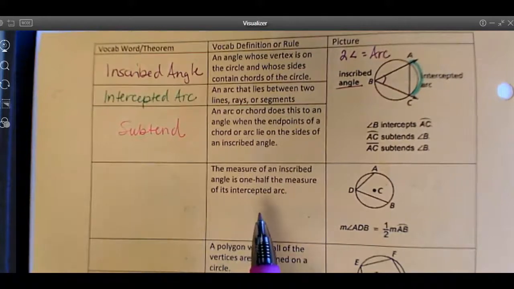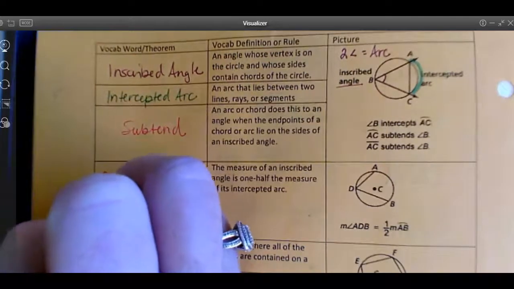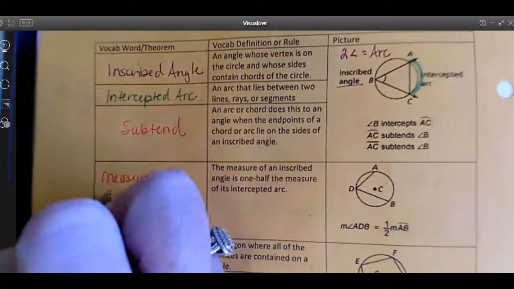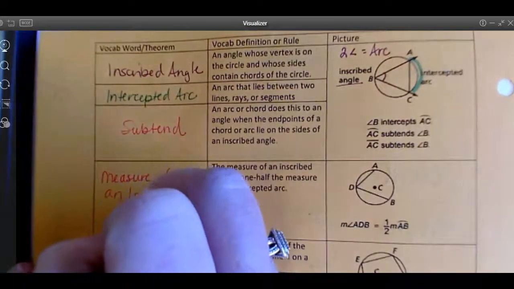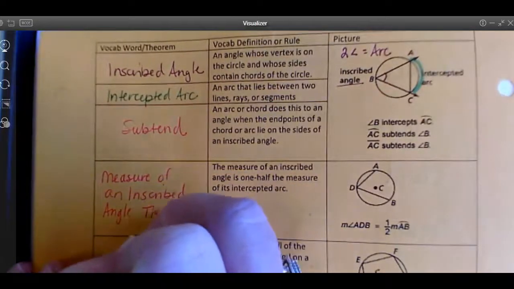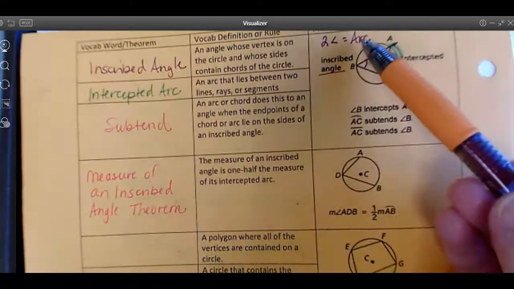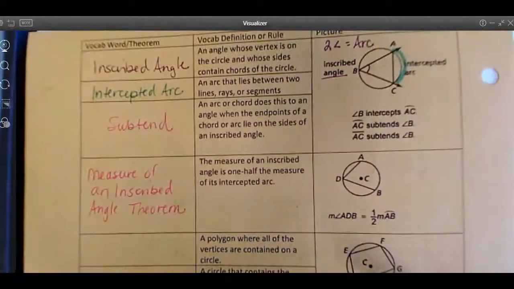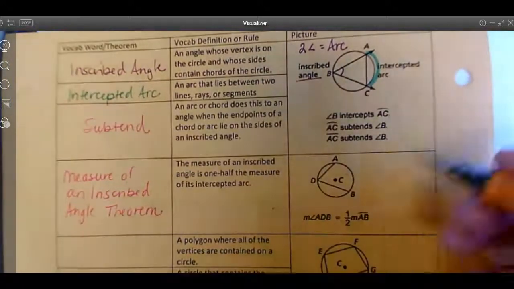Okay? This is like a rule or a theorem. It's called the measure of an inscribed angle theorem. A theorem is a rule that has been proven to be true, and so instead of just definitions, we might have theorems. And this is what I was trying to tell you up here. 2 times the angle was the arc, or a half of the arc equals the angle.